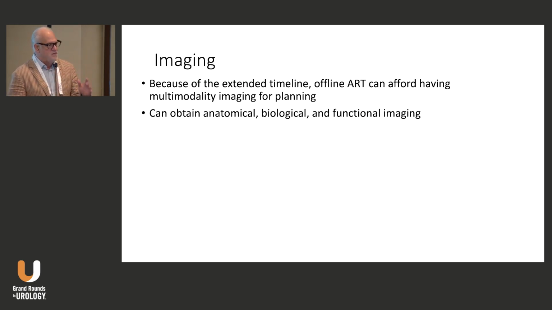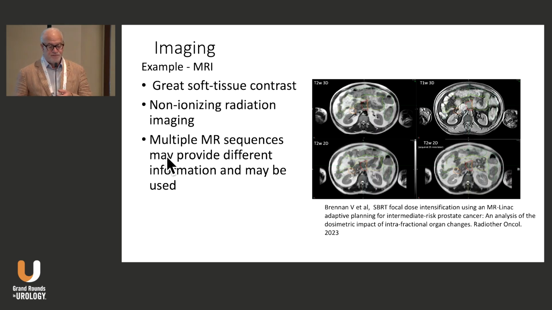So imaging is very important for adaptive radiation therapy. Because of the extended timeline, offline adaptive radiation therapy can use multimodal imaging for planning. You can bring in CT, MR, and PET if you need to change the plan. Again, it will give you the anatomic information, and you can use biologic information if you're using PET scans and integrating that, and functional imaging.